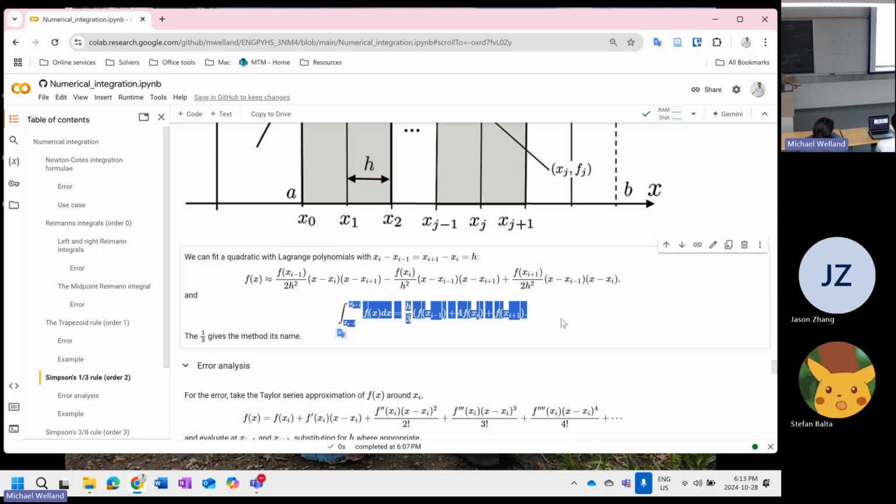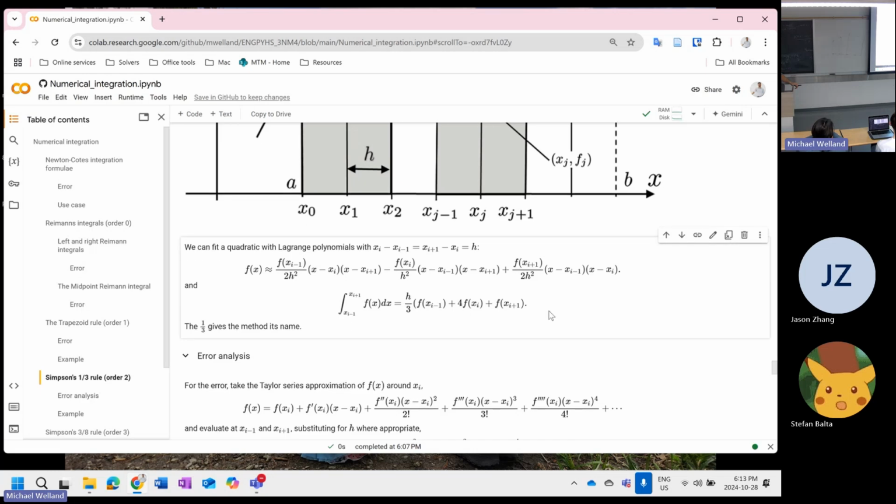When you can simplify it by having even spatial steps, you get this nice factor of h popping out. When you put it together into the integral, you get this beautiful function that actually looks very similar to numeric differentiation. But now we're doing integration, right? And notice that you have a 1/3 h. That 1/3 is why it's called the Simpson's 1/3 rule.